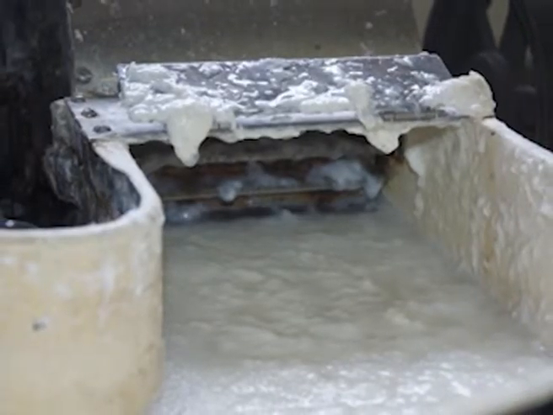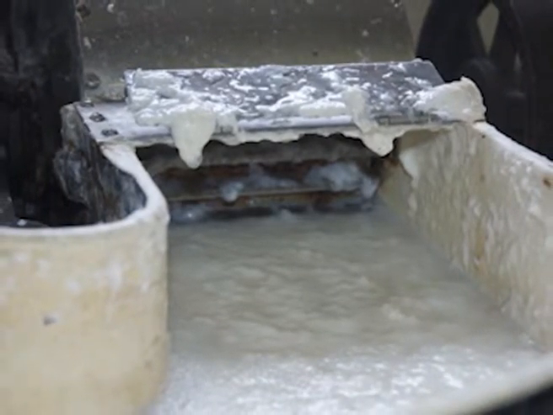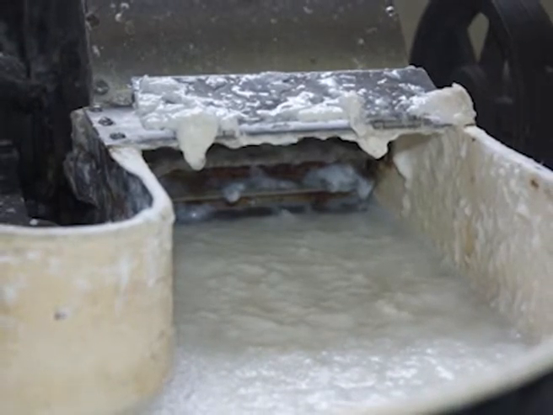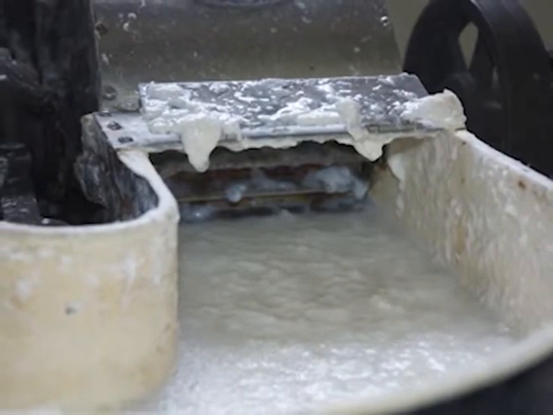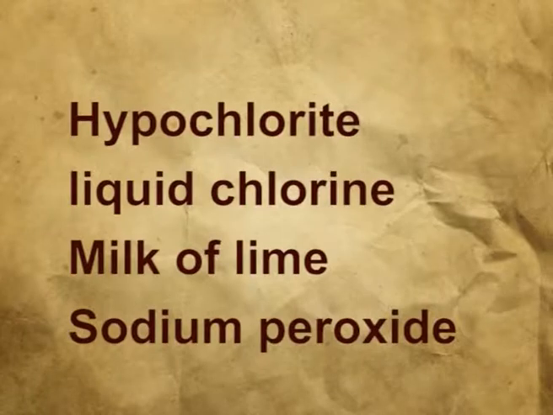Mechanical pulping is done by grinding the raw materials with sufficient water, screening the pulp to remove undigested particles, and bleaching it according to the required whiteness of the paper. Hypochlorite, liquid chlorine, milk of lime, sodium peroxide, etc. are used in this process.